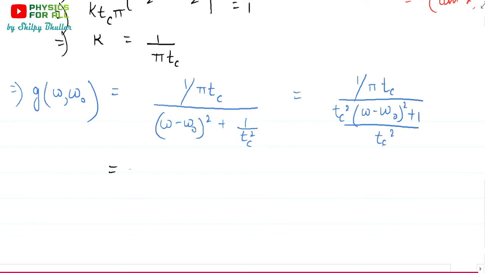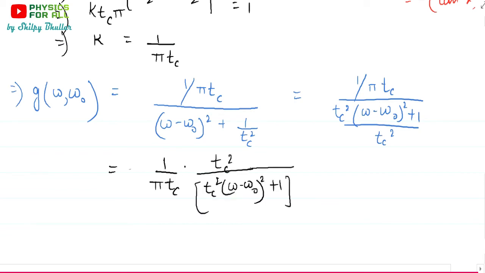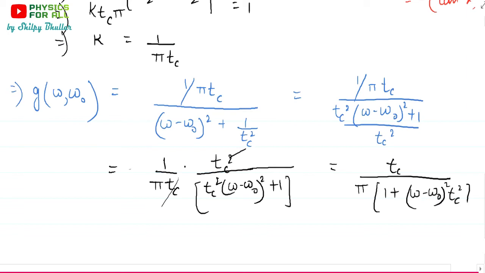And this Tc square is also there. We will be left with this quantity. And this Tc gets cancelled with this Tc. And we are left with Tc upon pi, 1 plus (omega minus omega naught) whole square Tc square. This is the final value.